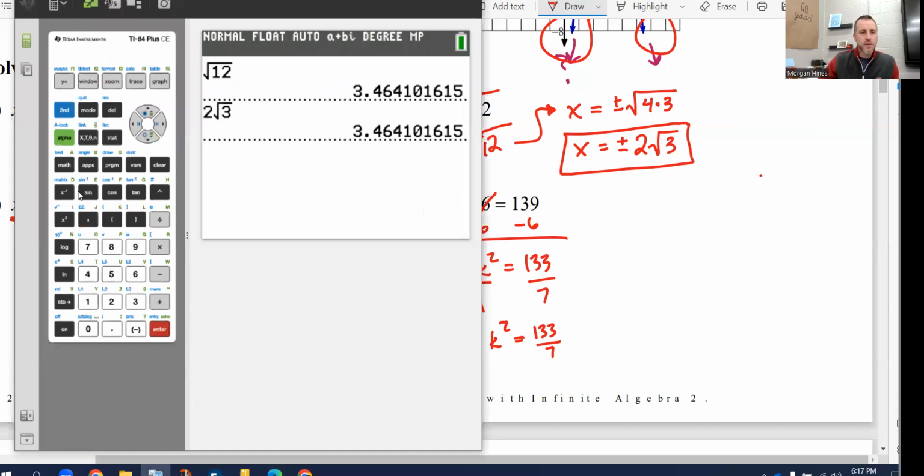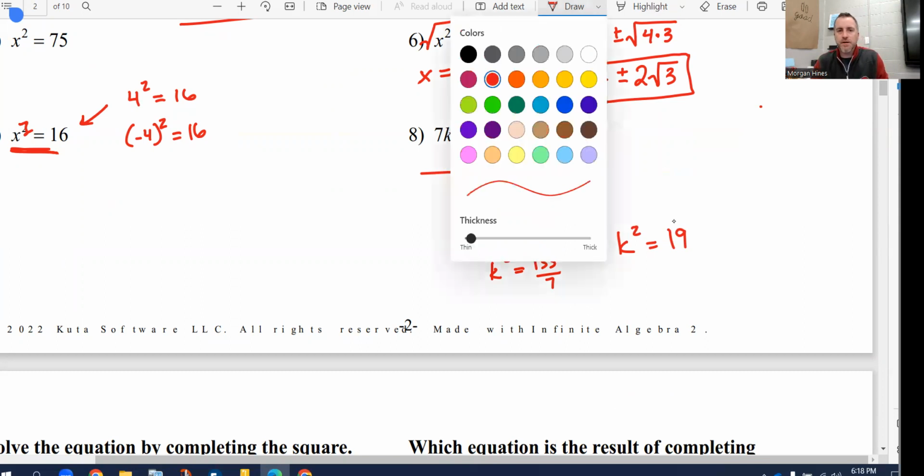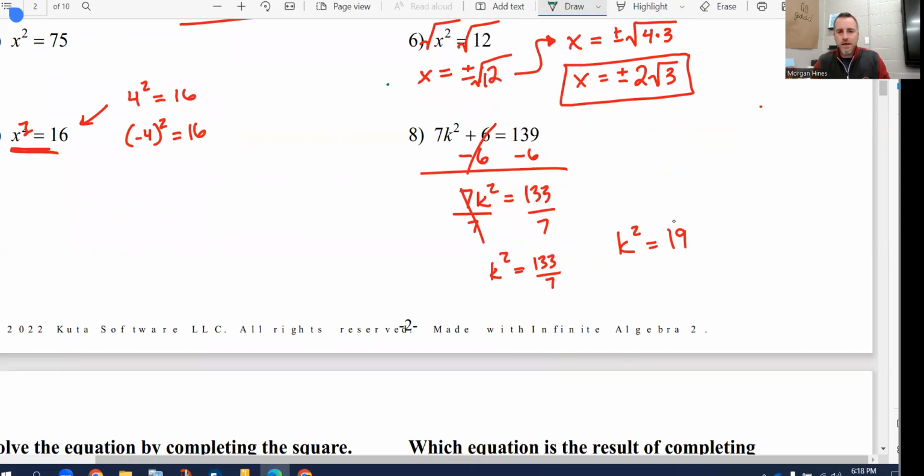Yuck. If you do 133 divided by 7, you're like, hey, I'm not that great at math. It divides evenly to 19. K squared equals 19. I would not have just been like, oh yeah, obviously it's 19. Clearly, I didn't know that until I took the square root because I ain't thinking about it.